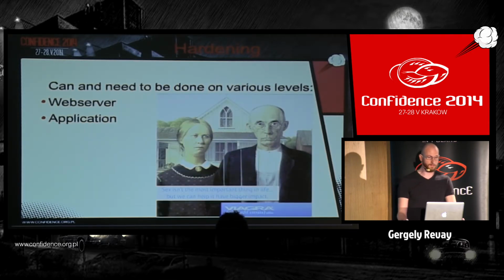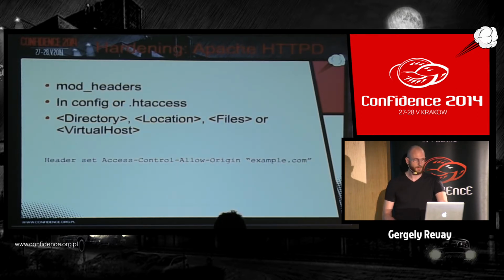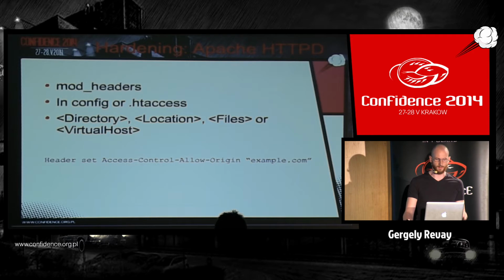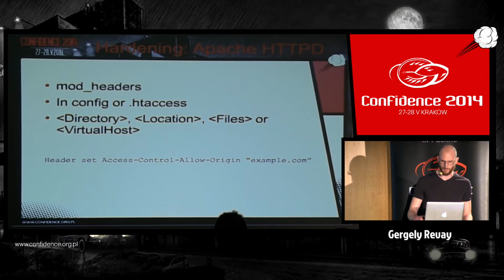So if you want to harden yourself, you can do it either on a web server or a container or whatever layer, or you can do it in your application. So for instance, hardening Apache, you can do it with mod_headers, and you can configure it either in htaccess or the config in the directory, location, and virtual host parts, and you just set lines like these. This is telling Apache that you will allow only example.com to use CORS, and every other CORS request will be rejected by this web server.